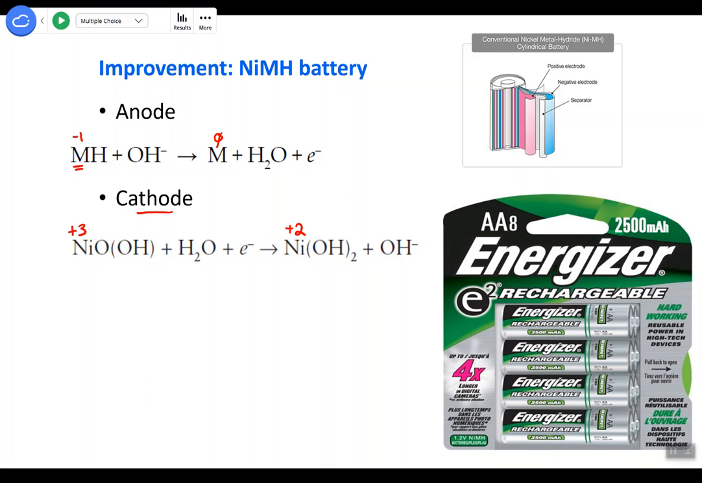This is great because it doesn't have toxic cadmium in it. It doesn't have the same memory effect issue. And these nickel metal hydride batteries you can find in a lot of tools nowadays as well. It comes in standard sizes, like a AA or whatever size that you're interested in.